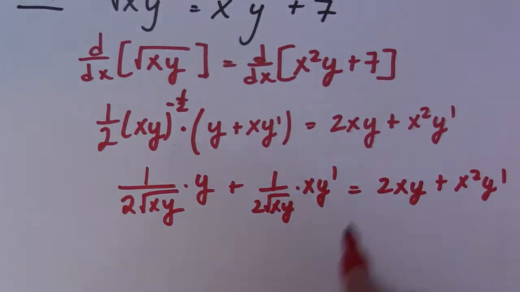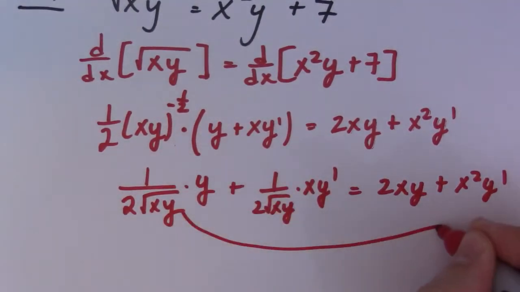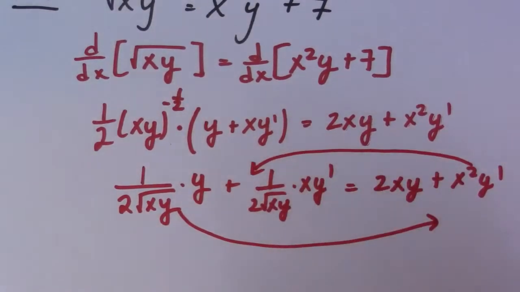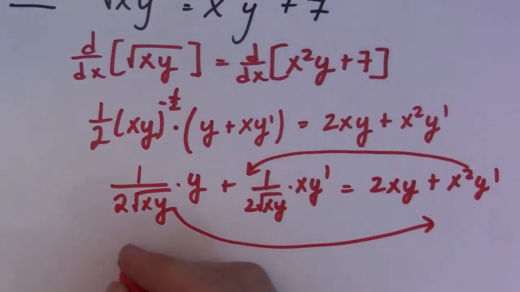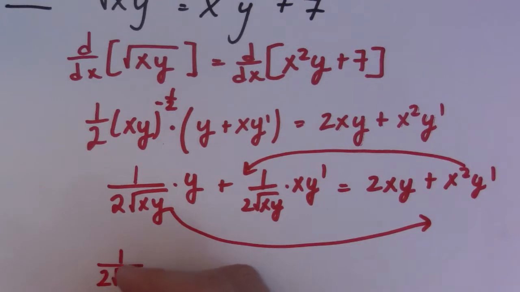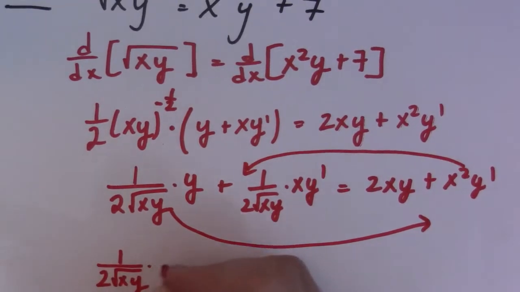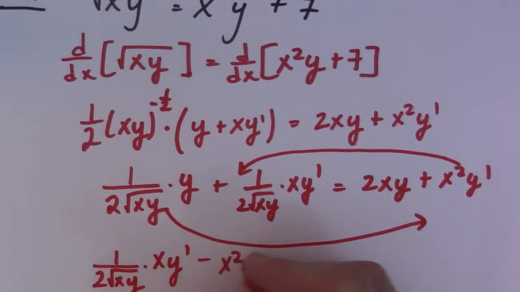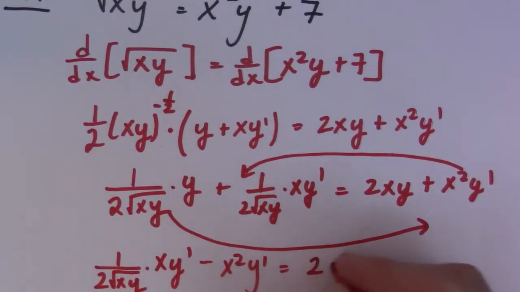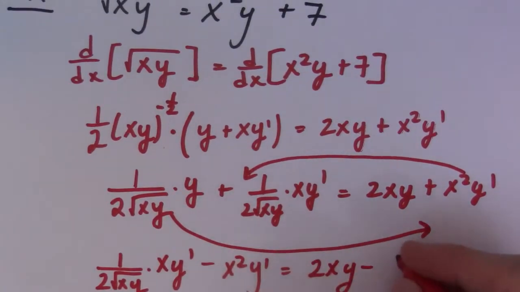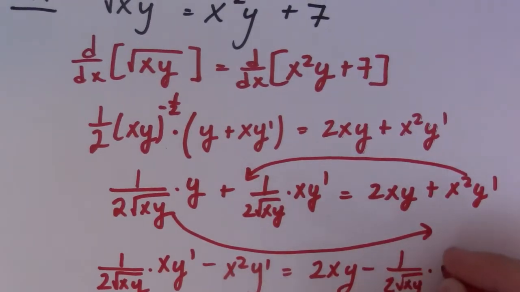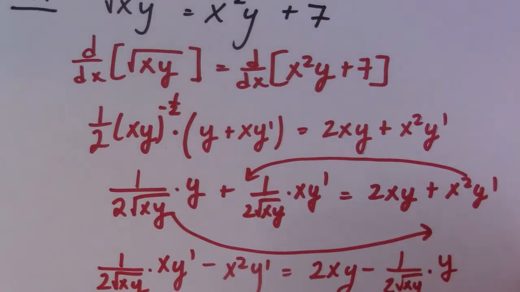So now the only thing I have to do is get this guy to the other side because it doesn't have a y prime in it. So let's see, I'm left with 1/2 root xy times xy prime minus x squared y prime is equal to 2xy minus 1/2 root xy times y.